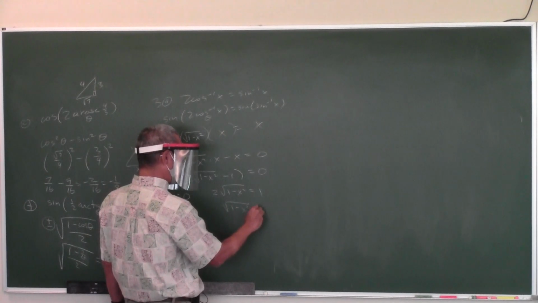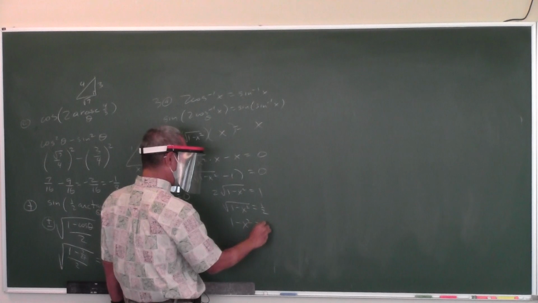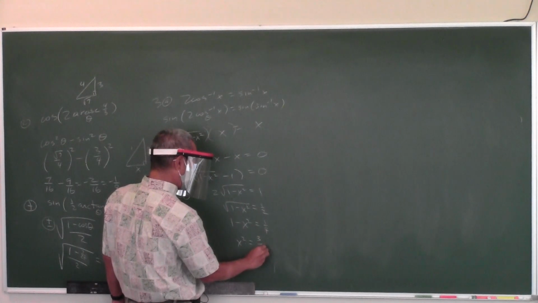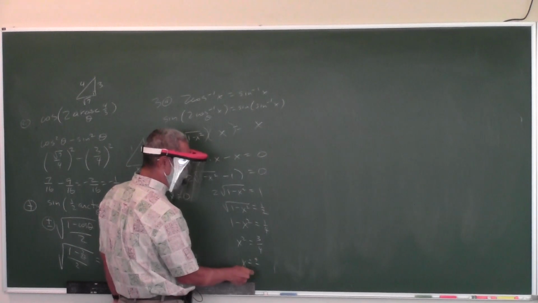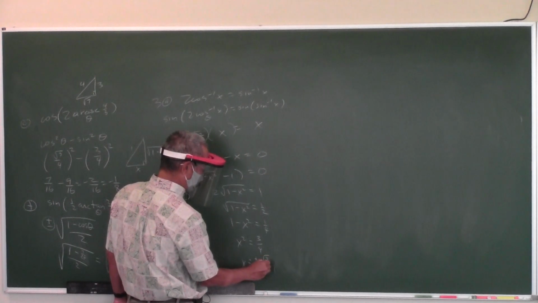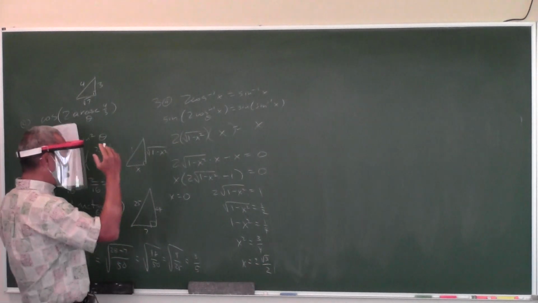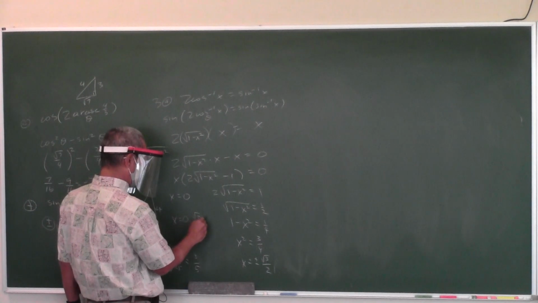Before I square both sides, I'm going to divide by 2. Now square both sides. So x squared equals 3/4. X equals plus or minus. Some of you are still not putting plus or minus when you square root both sides. That's big, you know. So there are 3 answers to this problem. I'll write them all.